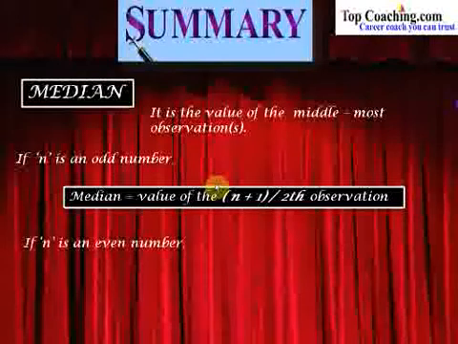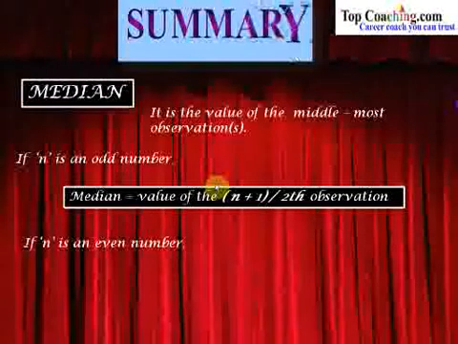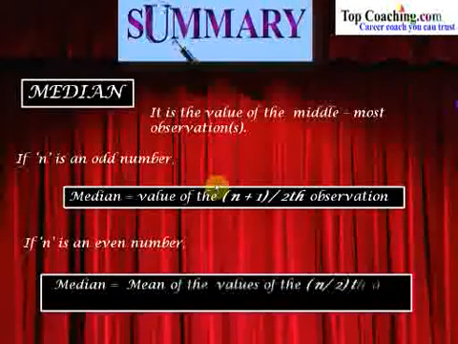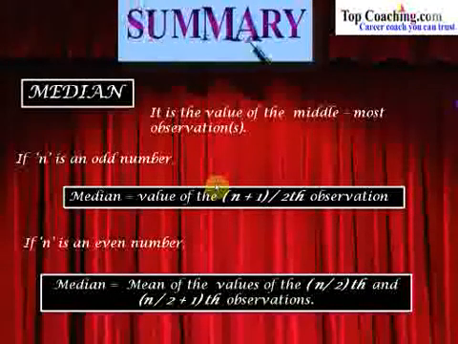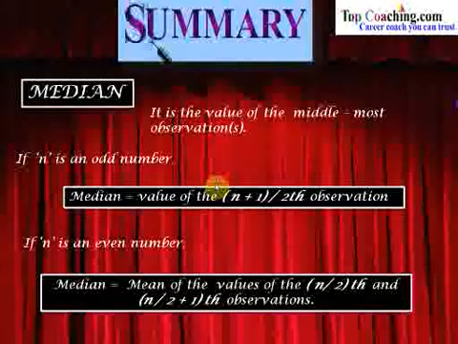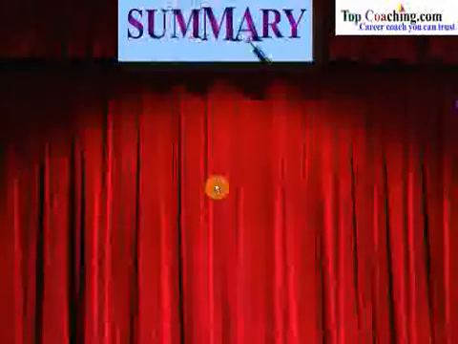Let's say if n is an even number, then we have to apply the following formula. That is median equals the mean of the values of the n by 2th observation and the (n by 2 plus 1)th observation.